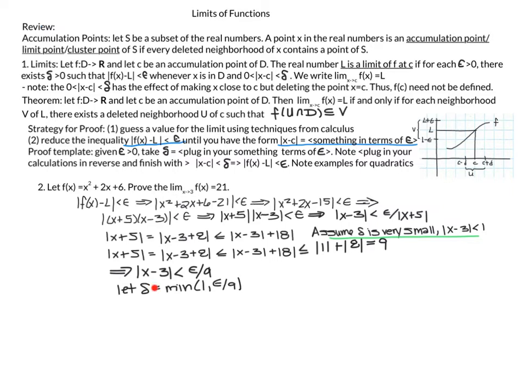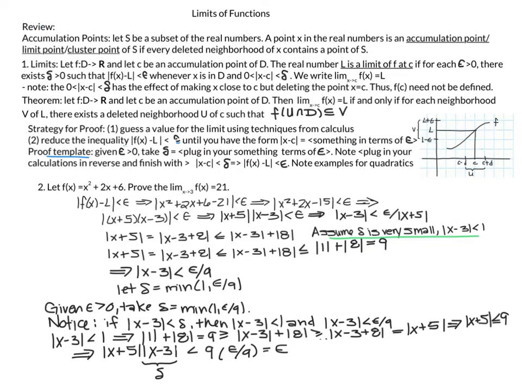So now I'm going to let delta equal the minimum of 1, since I had this assumption that delta was less than 1, and epsilon over 9. Plugging it into my proof template, I want: given epsilon greater than 0, take delta equals the minimum of 1 and epsilon over 9. Then I want to notice, and I want to plug in my calculation in reverse and finish with this |f(x) - L| is less than epsilon.